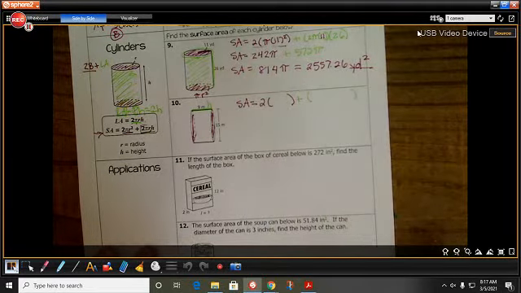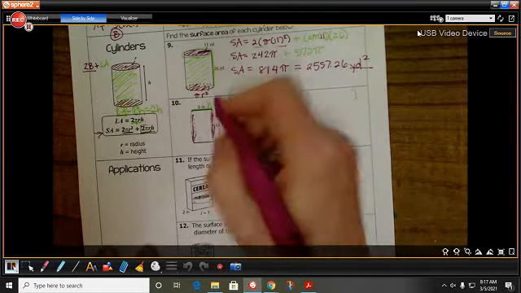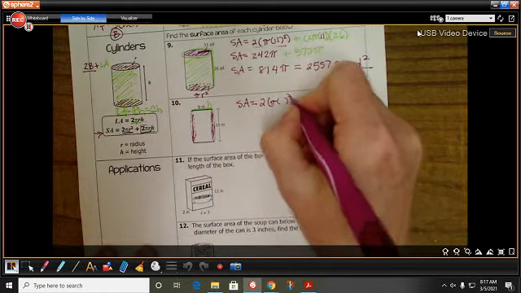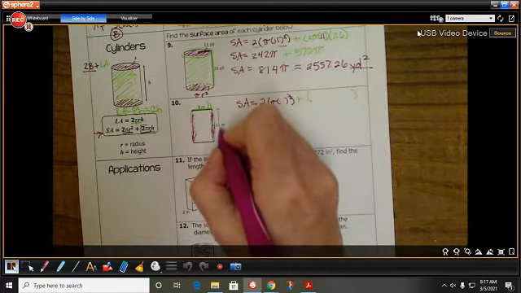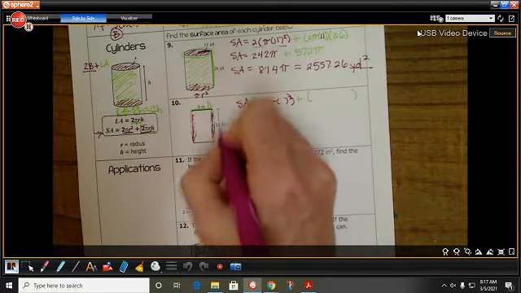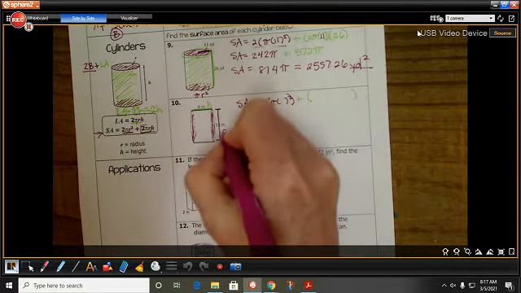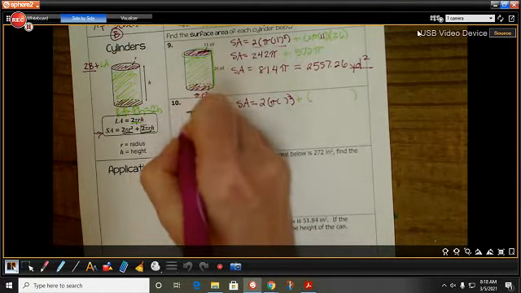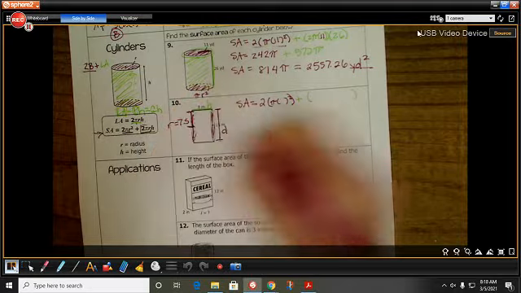For my bases, I have circles, so it's going to be pi r squared. But oh dear, I don't have my radius here. I'm going to have to figure it out. So if this I'm given is my diameter, so if I cut that in half, my radius comes out to just be 7.5. So I put the 7.5 in there.